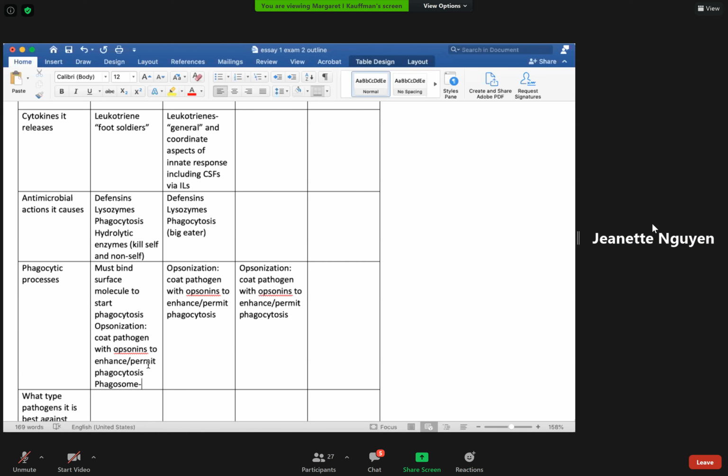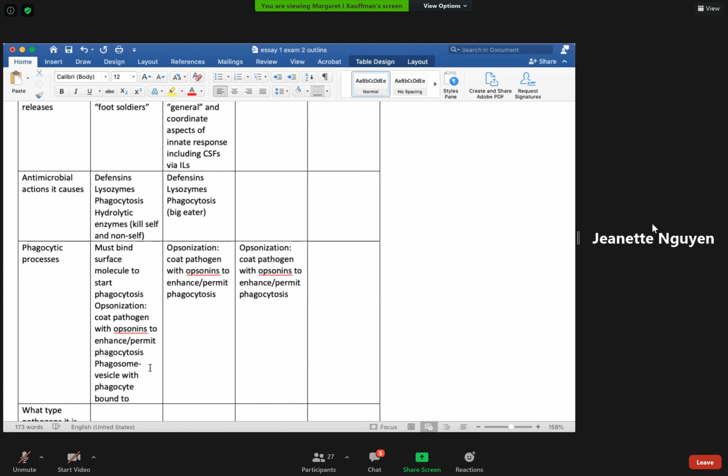So for the phagosome, we said it basically becomes a phagocytic vesicle once it engulfs the pathogen. After binding the surface molecule of the pathogen, it will create a vesicle, and that's considered the phagosome. Once it's inside the cell, it will fuse with the lysosome and become a phagolysosome, and this is where the lysosomal enzymes will digest the particles. And then from there, I guess oxidizing agents such as the respiratory burst will kill the pathogen.